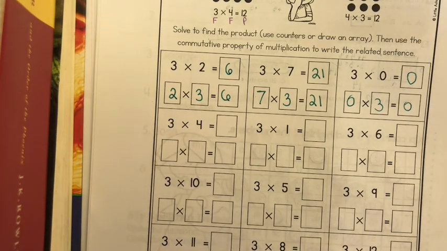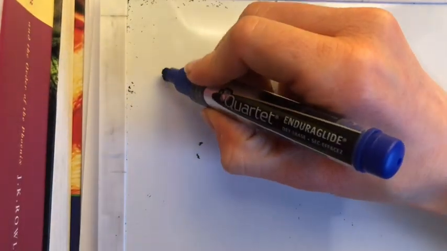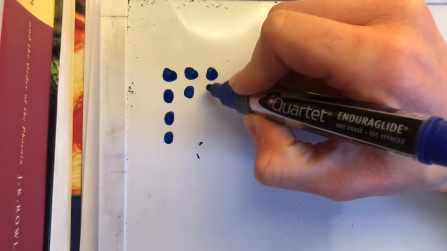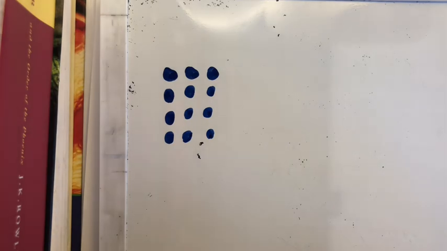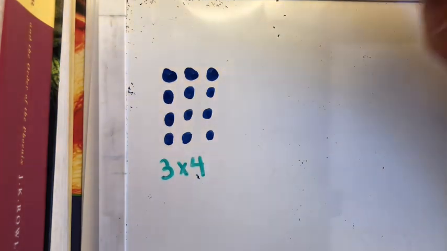Okay, my next one, 3 times 4. I'm gonna draw my array to help you guys understand what I'm doing here. 3 times 4, so I have a group of 3 and I'm gonna have 4 groups of those. 1, 2, 3, 4. Let's fill in my array. My array's a little wonky, that's okay. So this is an array for 3 times 4. And let's count by threes to figure it out.